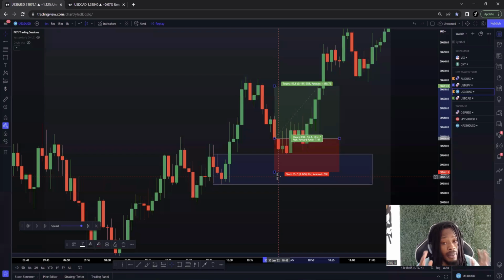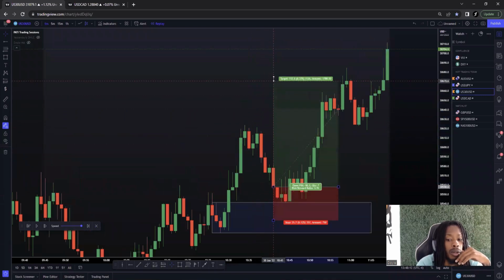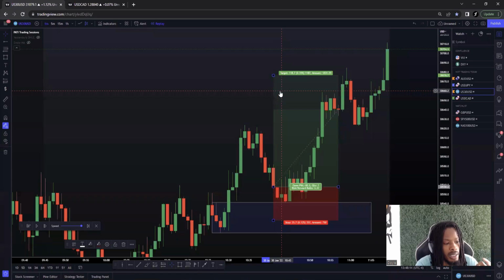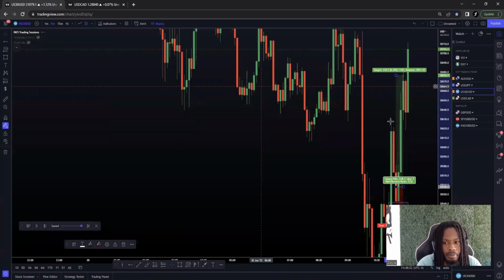Either way it goes, it's the 1 minute, so it can get very choppy, but the goal is to get a crazy risk reward, like probably 1 to 3 minimum, because we're on the 1 minute. The 1 minute is going to be a little bit noisier, but that's how you get the better RRs. And we still know that this is a higher time frame setup. So let's go to the 5 minute.